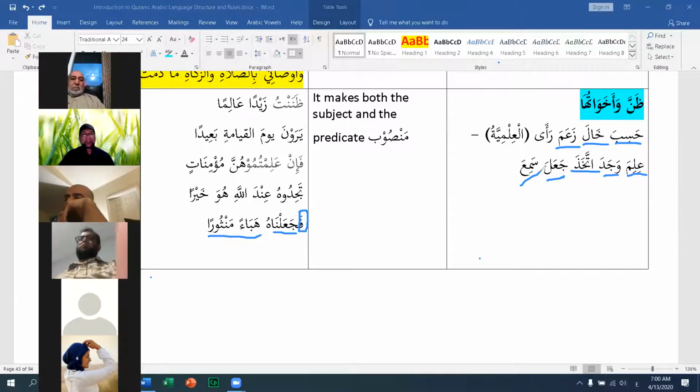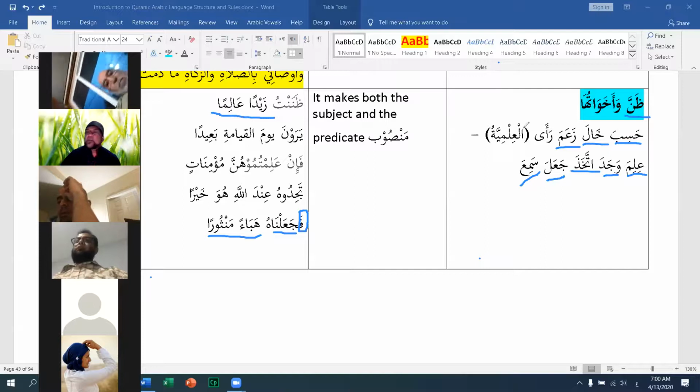I heard that Muhammad is truthful, or Muhammad is a messenger. So these verbs are just like dhanna, in that when they are placed in front of the jumlatul ismiya, they make the mubtada mansub and they make the khabar mansub. That's all you have to remember.